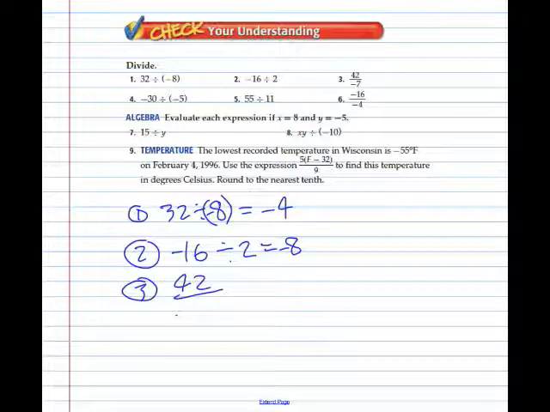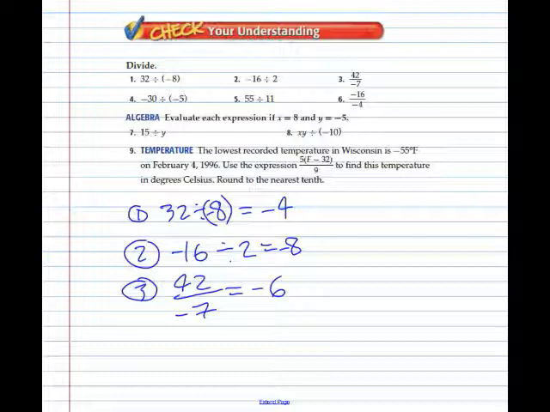Number 3, 42 divided by negative 7. This looks like an improper fraction. You could use it that way, but in this case, it's a numerical expression. 42 divided by negative 7. Different signs gives us a negative quotient.